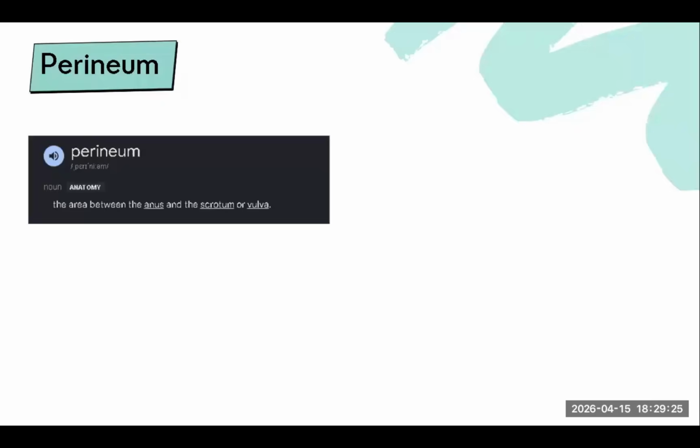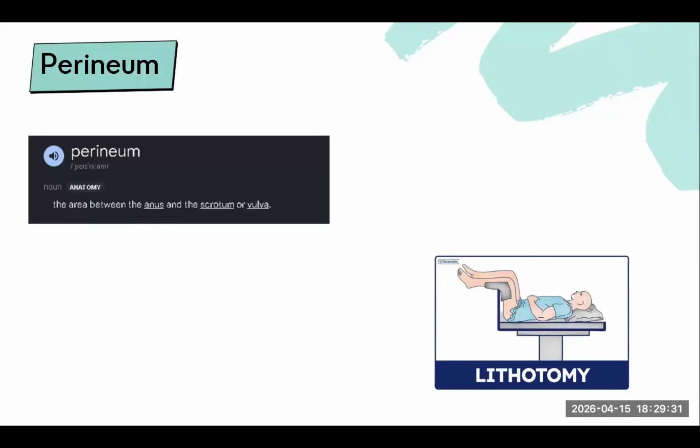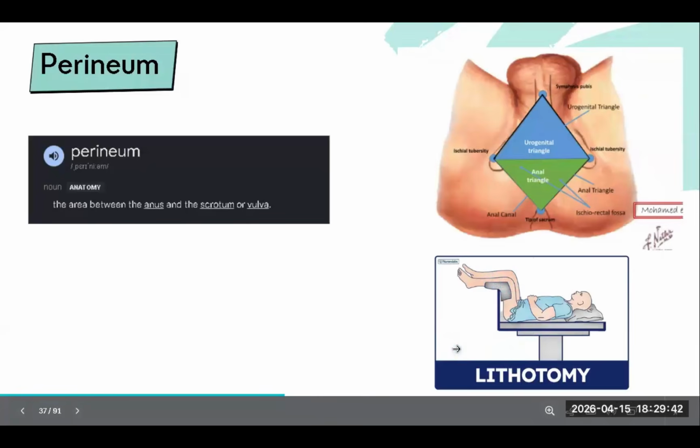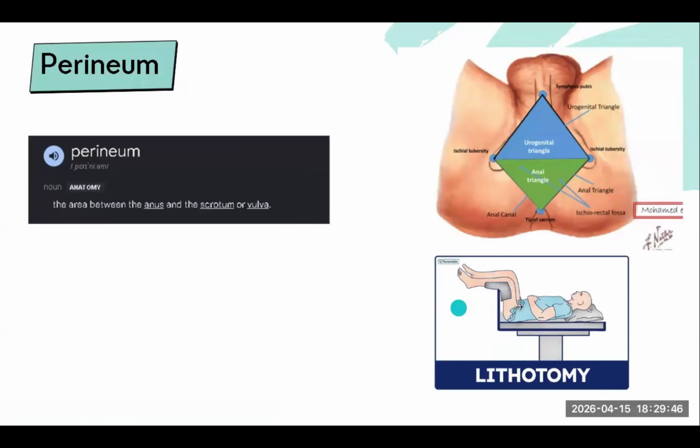So the perineum is the area between the anus and the scrotum, or the vulva. And the way we look into the perineum of a patient is through this. We would have the patient lie in this position. It's known as the lithotomy position. And if we look at the patient from here, like into here, we would see this.